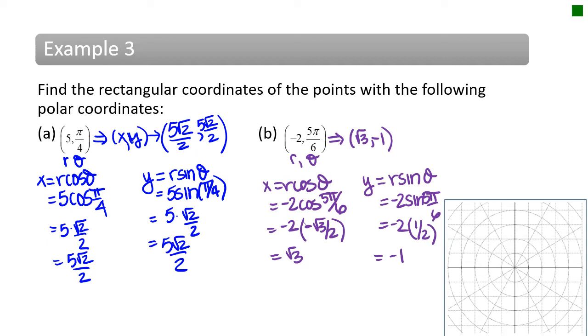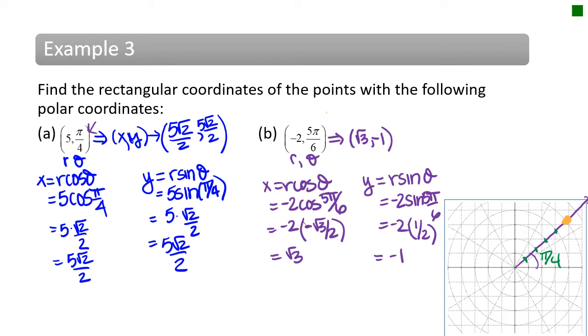If I were to graph these, just to give you some practice graphing these, if I was looking at this first one, 5, 5 pi over 4, you draw your pi over 4 angle, so pi over 4 is going to be about right here. And then if we're talking about 5, that's 1 circle, 2, 3, 4, 5. So that's going to put that point right here.